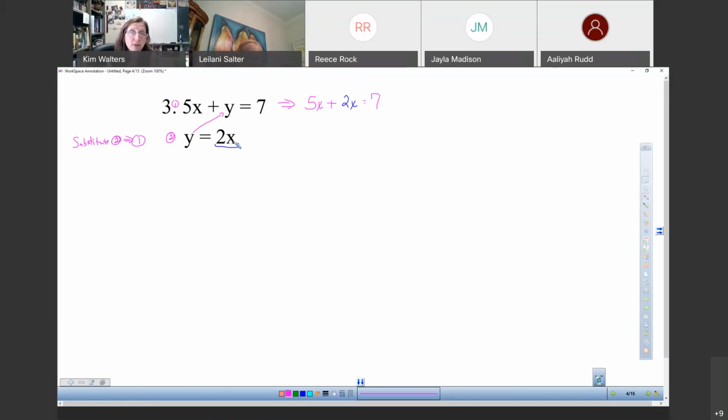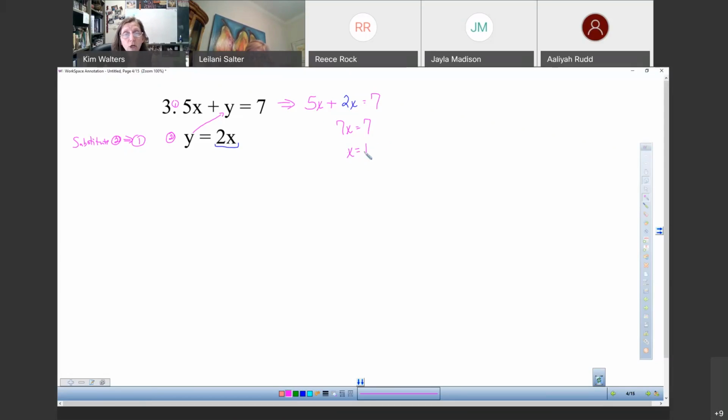Now I have 5x plus 2x is equal to 7. I can simplify before I solve, and this gives me 7x is equal to 7. I can divide both sides by 7, and I get x is equal to 1. If I get a value for either x or y, I'm going to have a solution, okay? In the first problem, I substituted and found a value for x, and then I found the value for y afterwards. The second problem, everything disappeared and gave me a false statement, and I had no solution.